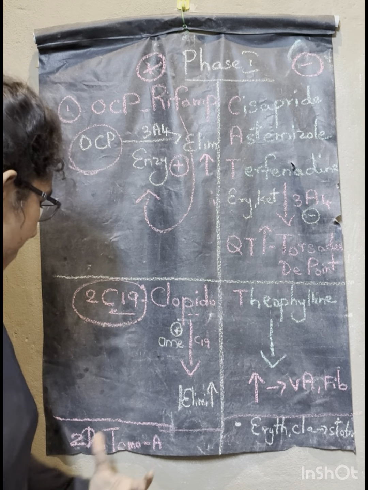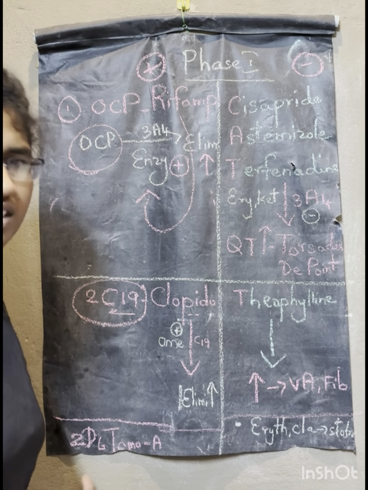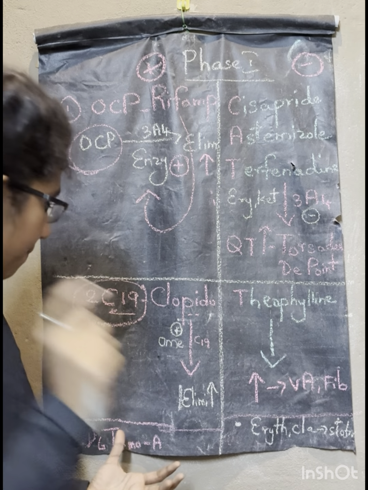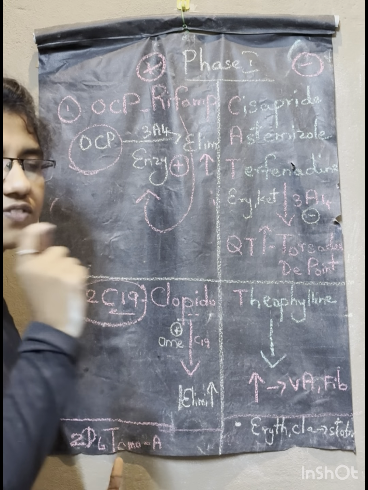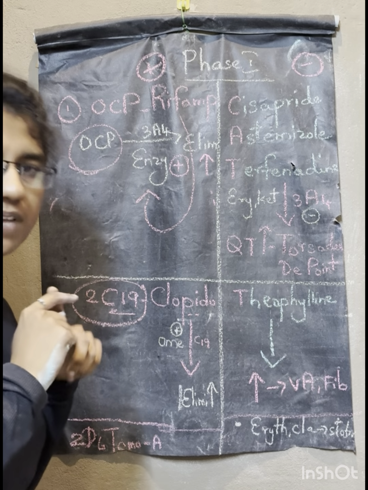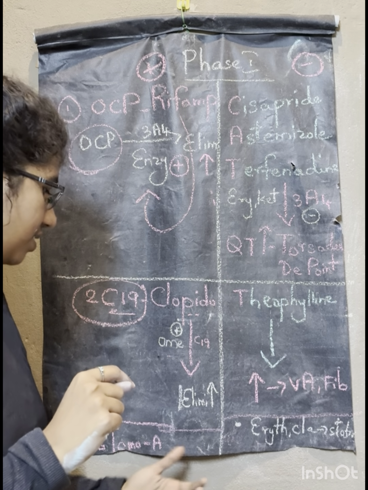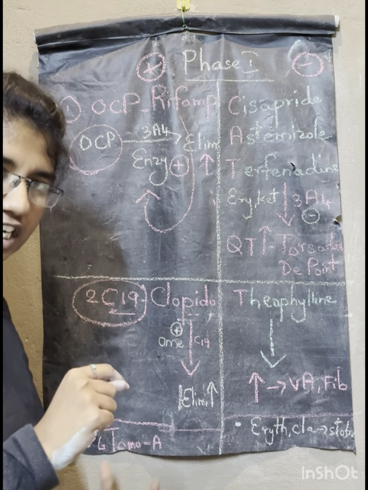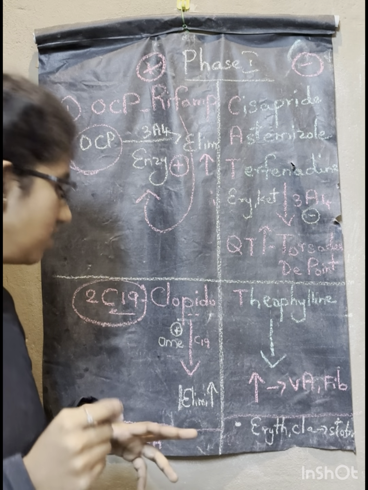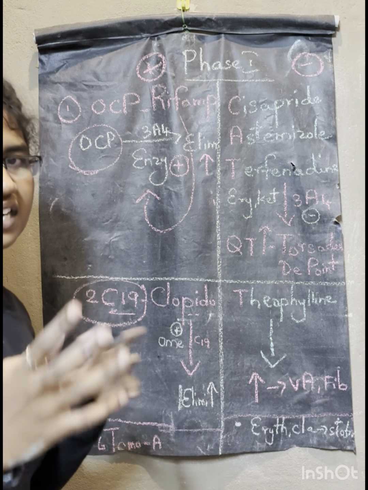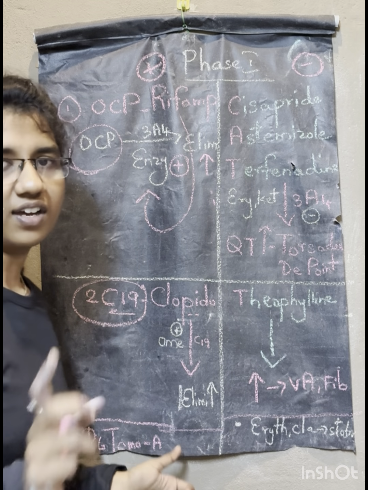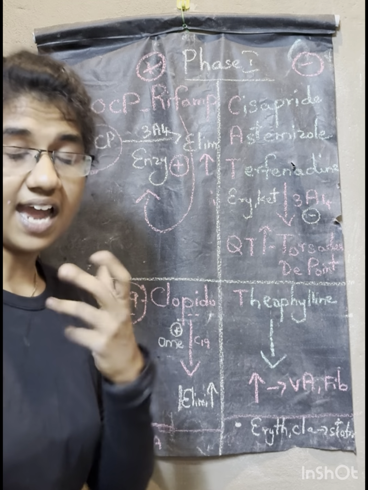And another example is 2D6. It's not that important, but 2D6 we have seen in antidepressants and tamoxifen. Tamoxifen is given for breast cancer. So that and antidepressants should not be given together, because antidepressants will induce this enzyme. Then the tamoxifen effect will be gone. So tamoxifen should not be given to patients who are taking antidepressants.